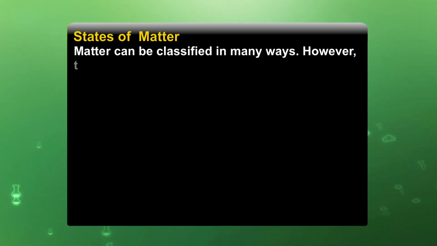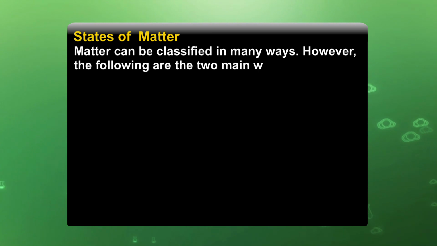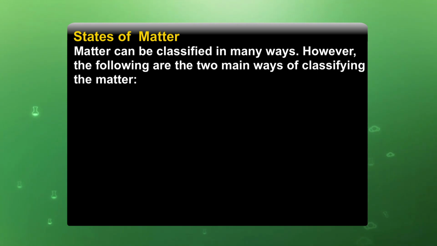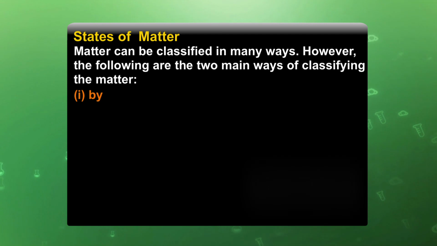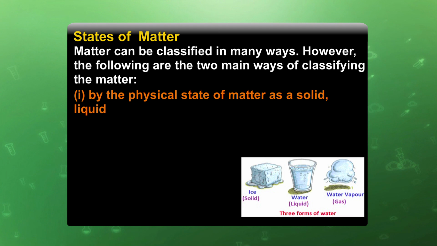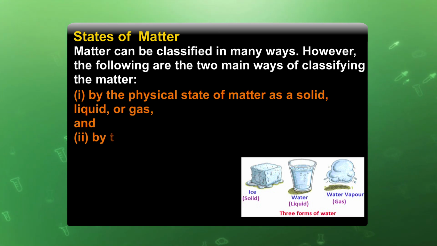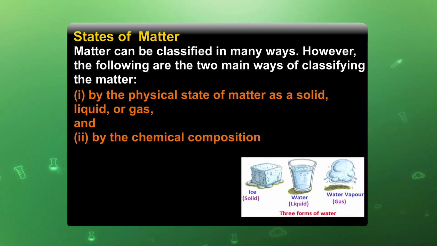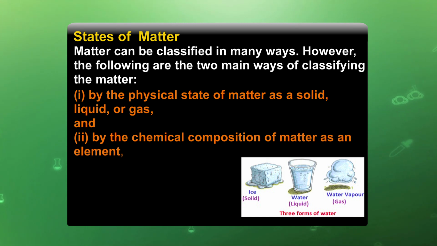Now, let us understand what is the state of matter. As we all know, matter has three states, that is solid, liquid and gas. Matter can be classified in many ways. However, the following are the two main ways of classifying matter. First, by the physical state of matter as a solid, liquid and gas, and the second, by the chemical composition of matter as an element, compound or mixture.